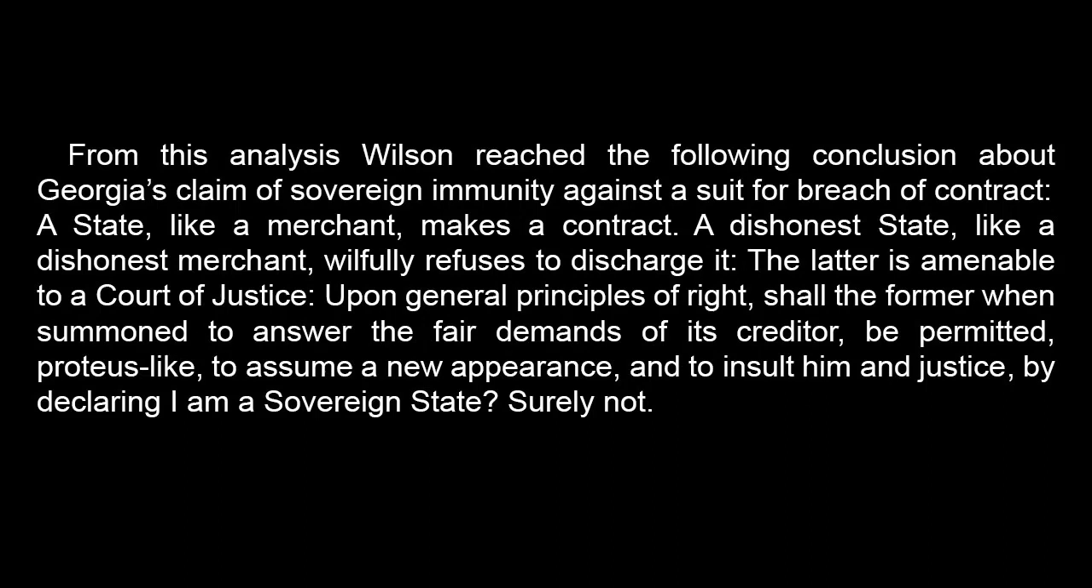From this analysis, Wilson reached the following conclusion about Georgia's claim of sovereign immunity against a suit for breach of contract. "A state, like a merchant, makes a contract. A dishonest state, like a dishonest merchant, willfully refuses to discharge it. The latter is amenable to a court of justice. Upon general principles of right, shall the former, when summoned to answer the fair demands of its creditor, be permitted, Proteus-like, to assume a new appearance and to insult him in justice by declaring I am a sovereign state?"